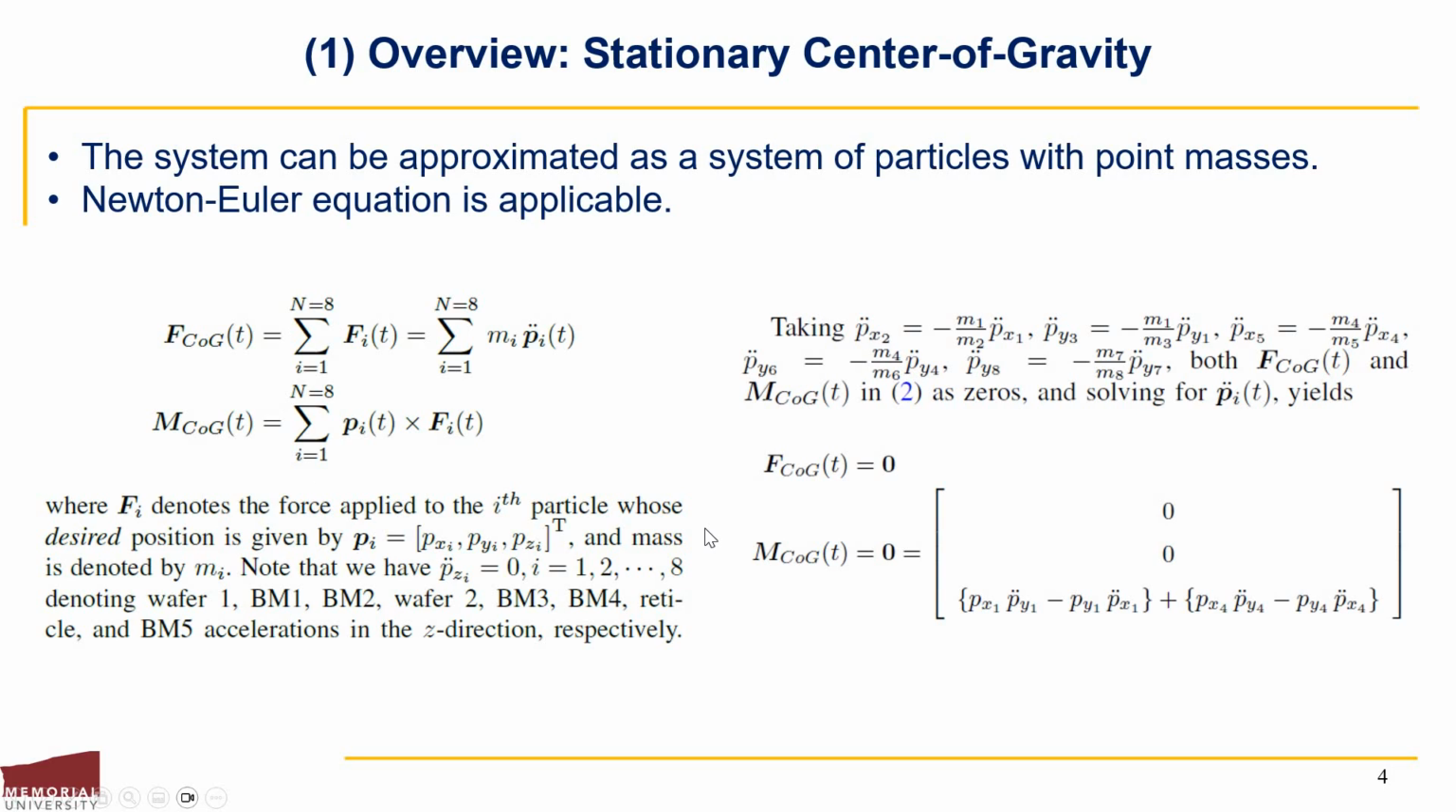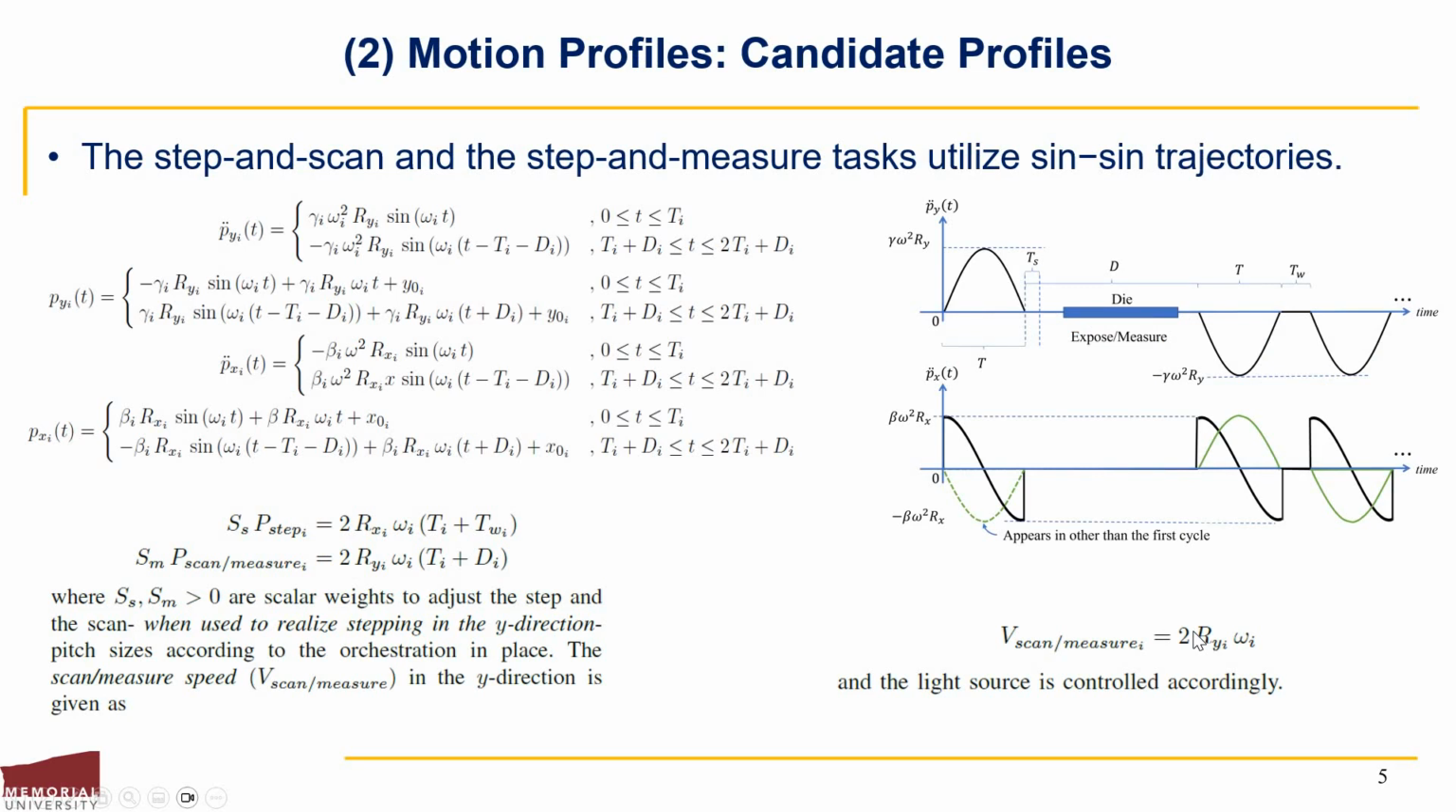The whole system can be approximated as a system of particles with point masses, and therefore the Newton-Euler equation is applicable. The net force and moment about the machine center of gravity is given by the equation over here. In this study, we have the balanced masses actuated and accelerating in the opposite direction relative to their associated stages. Utilizing this and solving for the acceleration kinematical quantities yields the nonlinear differential equation shown here. Now it's desired to find acceleration profiles that maintain stationary center of gravity.